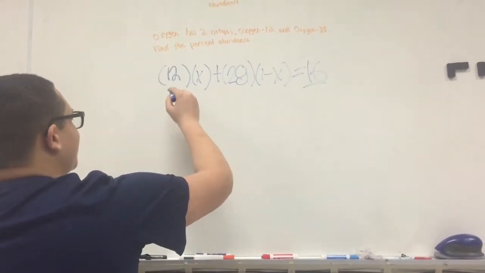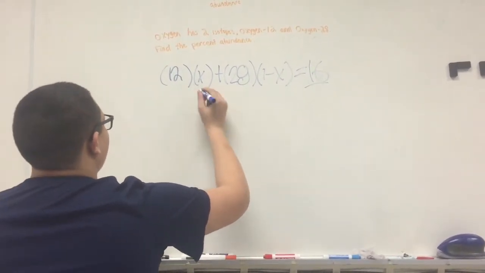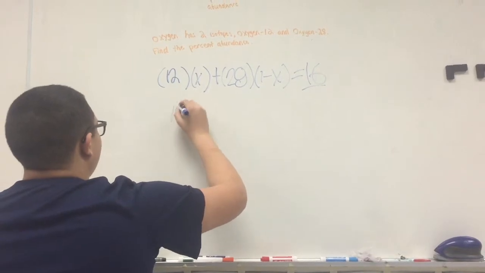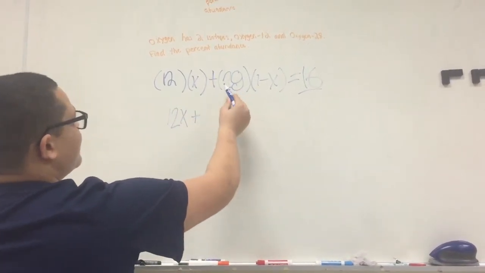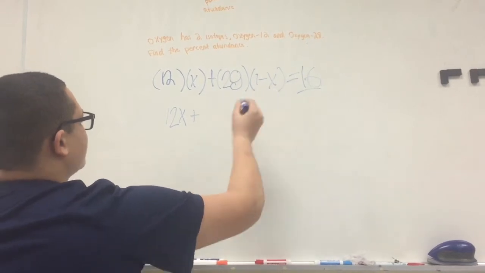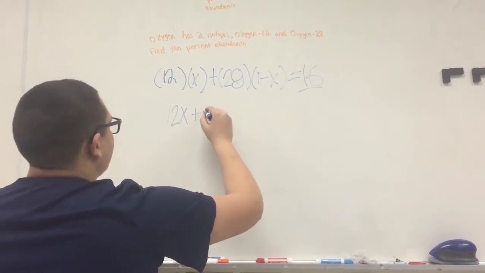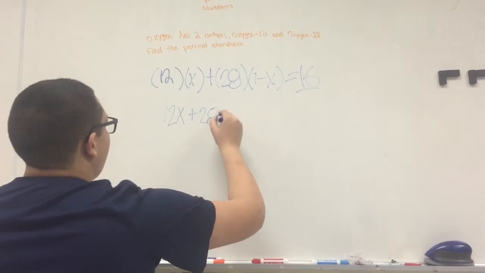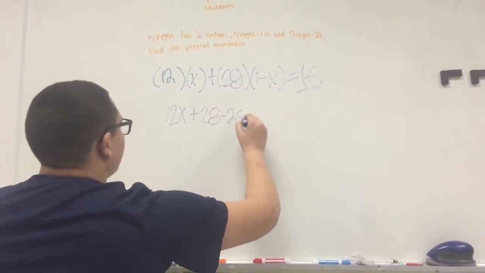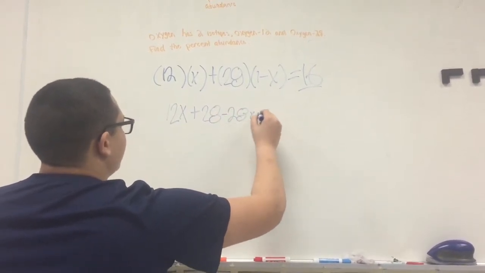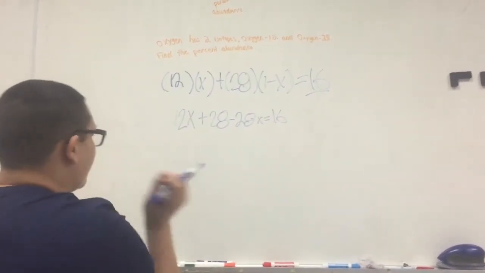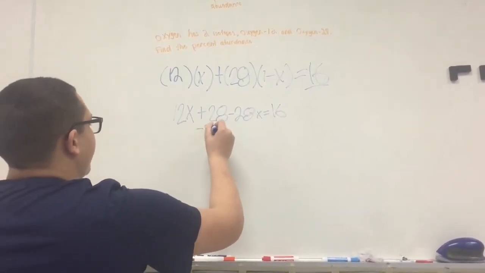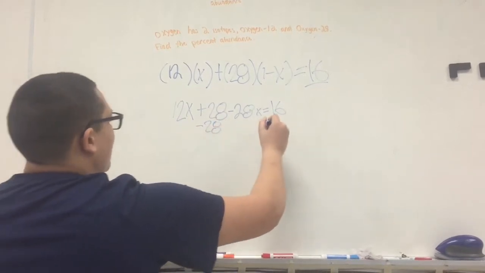So you distribute the 12 to the x, so it's 12x, plus, and you distribute the 28 with the 1 minus x, so it's plus 28 minus 28x, which equals 16. So now you can subtract 28 from both sides of the equation.